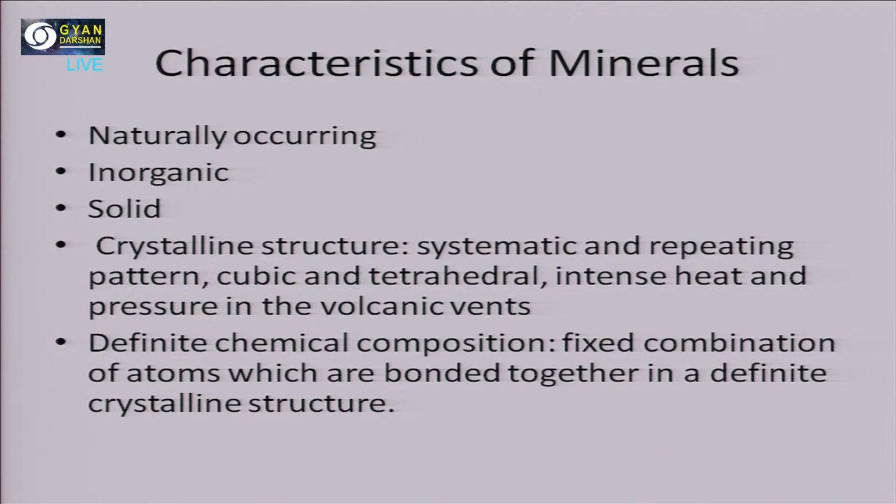Now another property of minerals is that they are solid at standard temperature and pressure. That is, the atoms are bonded together in a tight or rigid structure which provides the crystalline structure or shape to the minerals. The crystalline structure is another basic characteristic of minerals, in which the atoms are arranged in a systematic and repeating pattern. Most crystalline structures of minerals are in the form of cubical or tetrahedral shape, although there are 6 types of crystalline shapes, these two are very common amongst the minerals. And this crystalline structure is formed under intense heat and pressure.